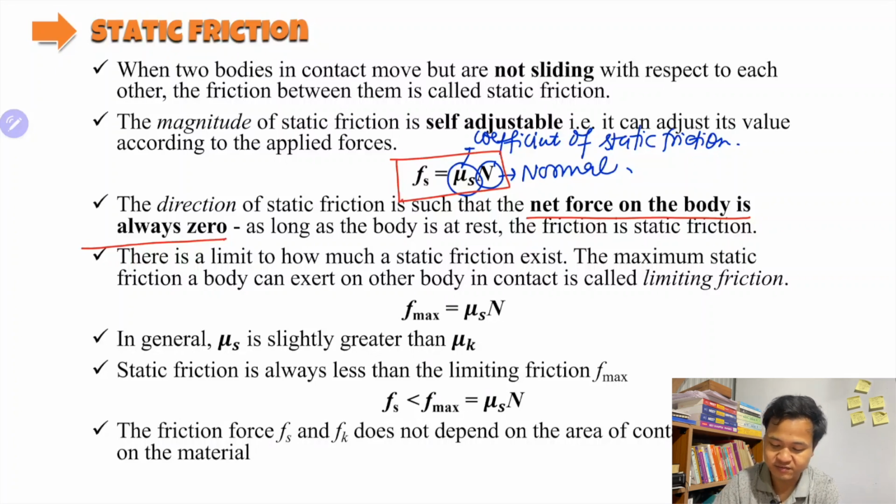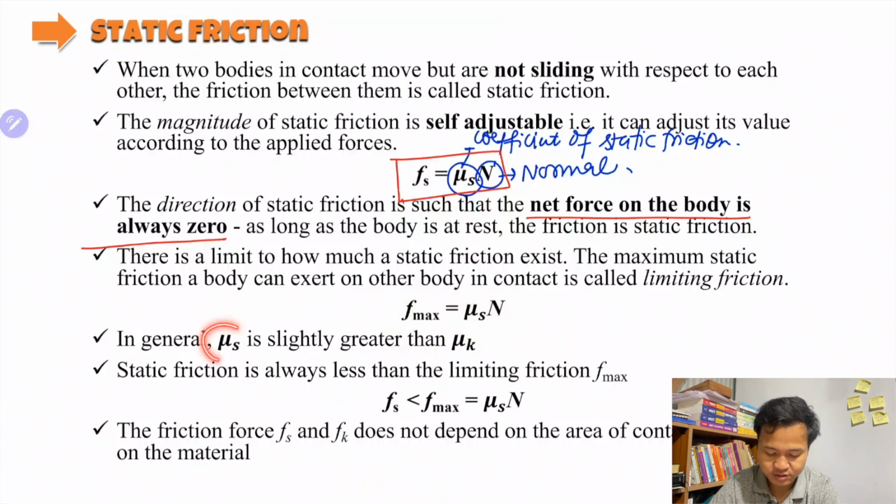Next thing, limiting friction. So what is limiting friction? It is the maximum value of static friction. Static friction is self-adjustable. It can change, it can go high, it can go low. The maximum value it can reach is the limiting friction. So limiting friction is mu s into N.